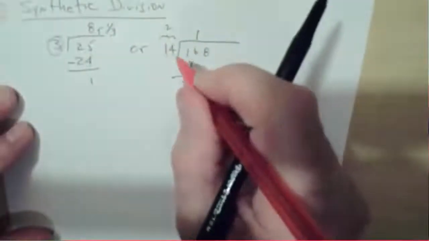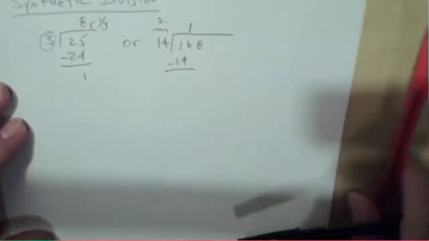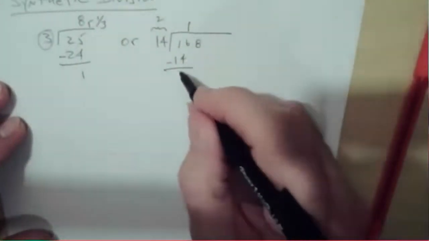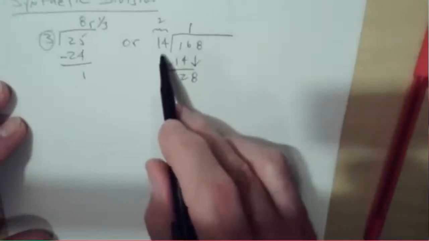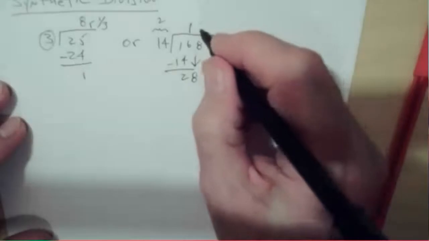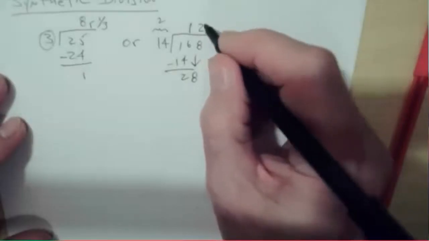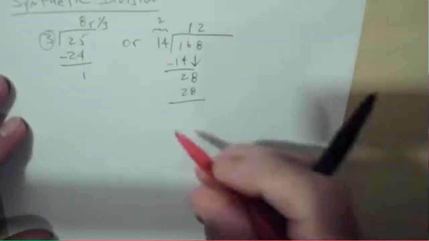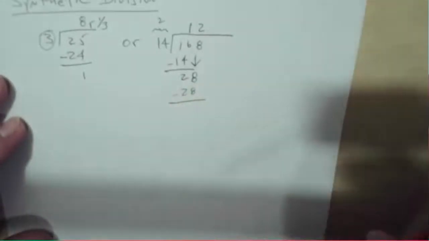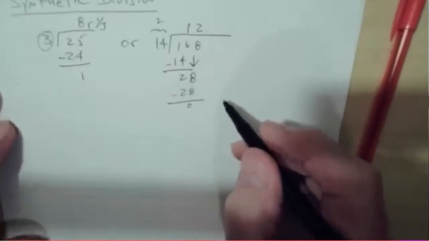I'm going to use my red. We change the sign. 16 minus 14 is 2. Bring down the 8. 14 into 28 is 2. 2 times 14 is 28. Change the sign. Our remainder is 0.